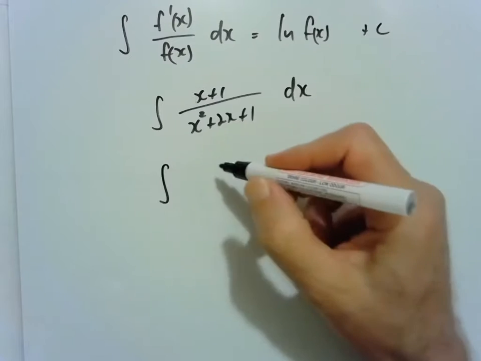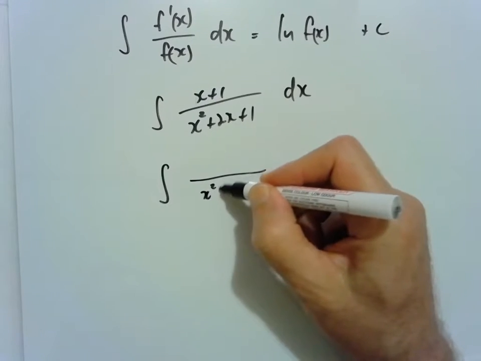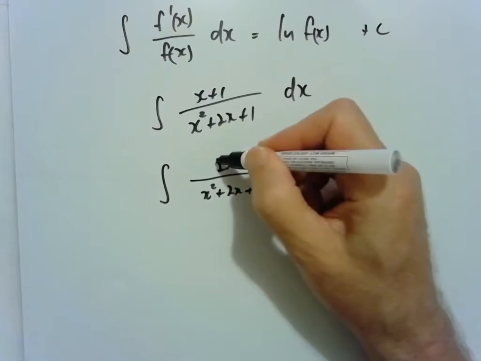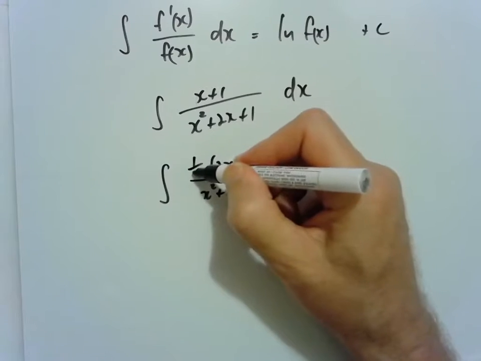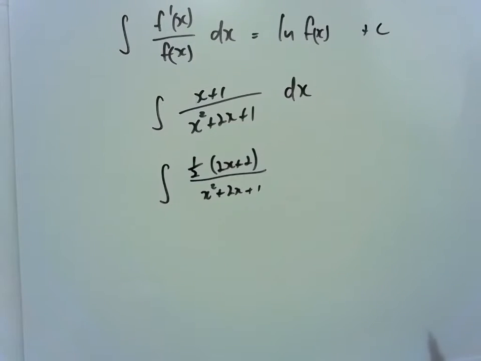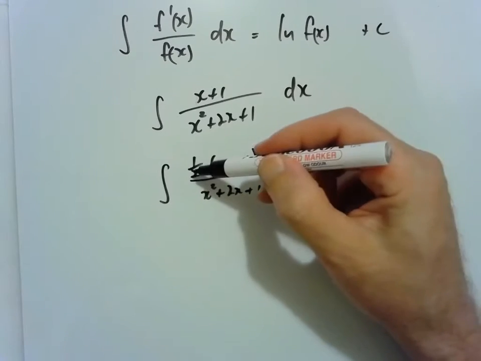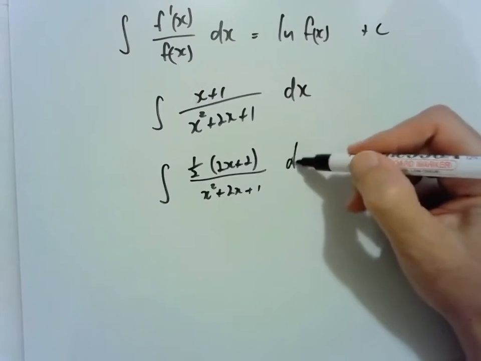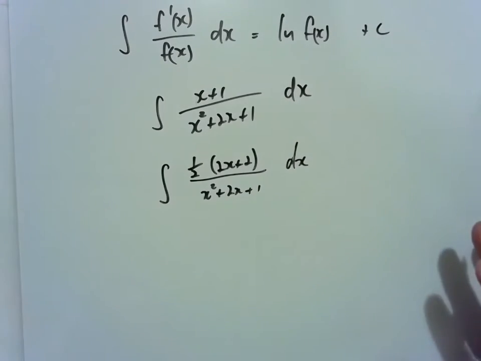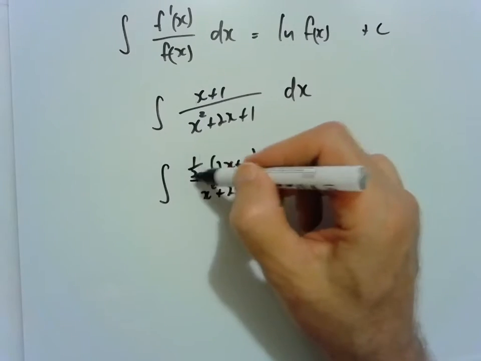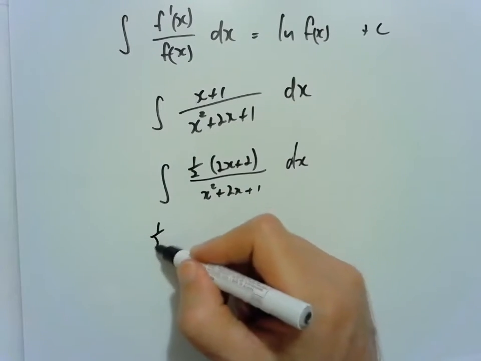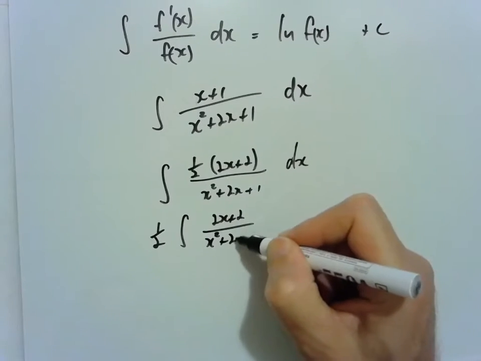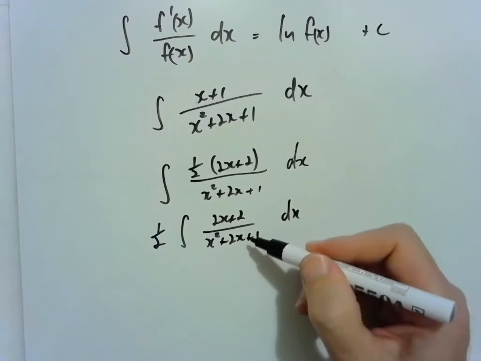So we've got to be thinking 2x plus 2. Well, I've really factored out a half, haven't I? Because a half times 2 is 1 and a half times 2 is 1, which gets me there. So I've factored out a half to manufacture the fact that that's going to be the derivative on top of the function. Now by the linear rule, I can take that half out to get it in that form.